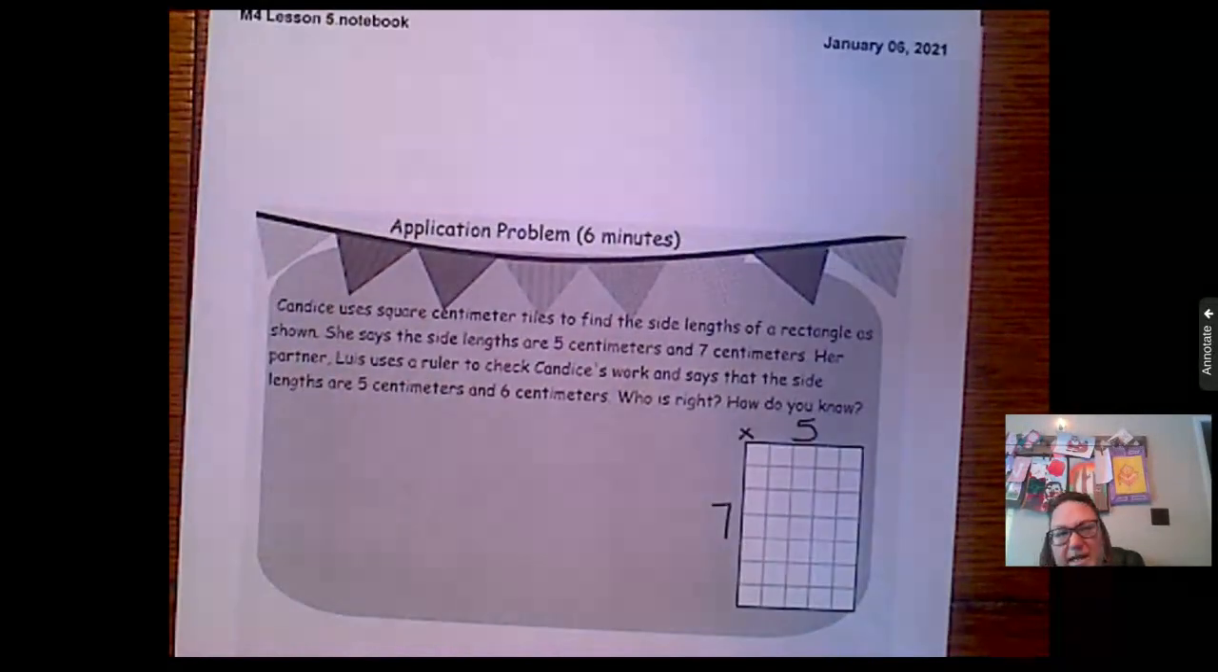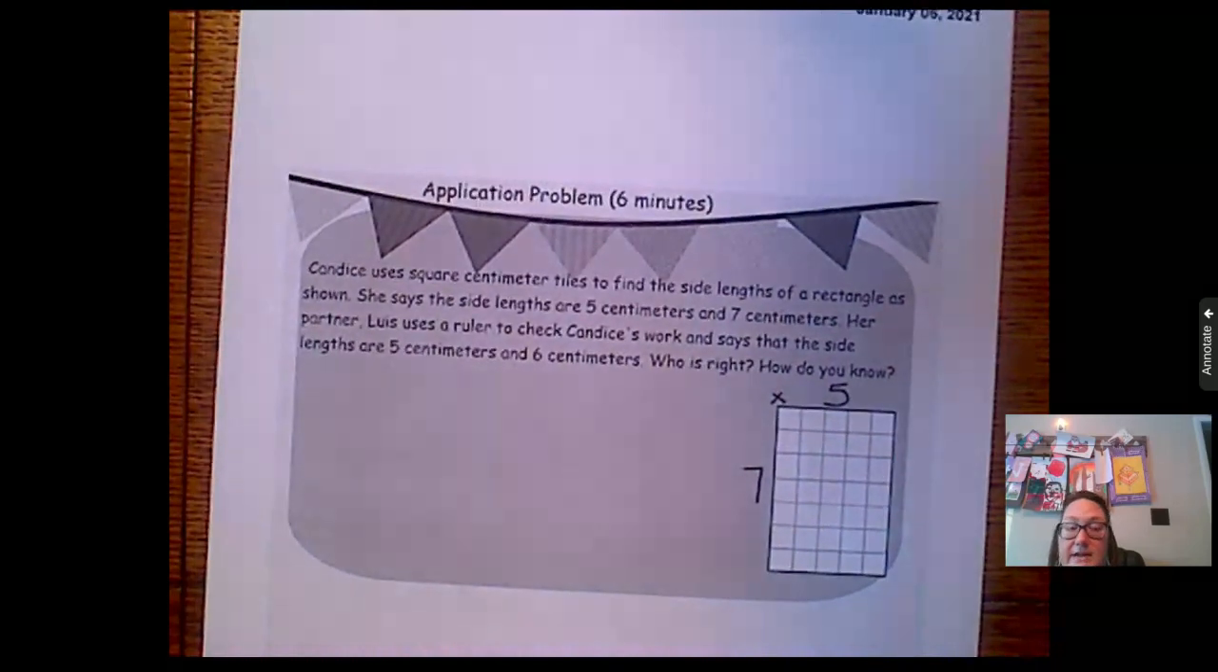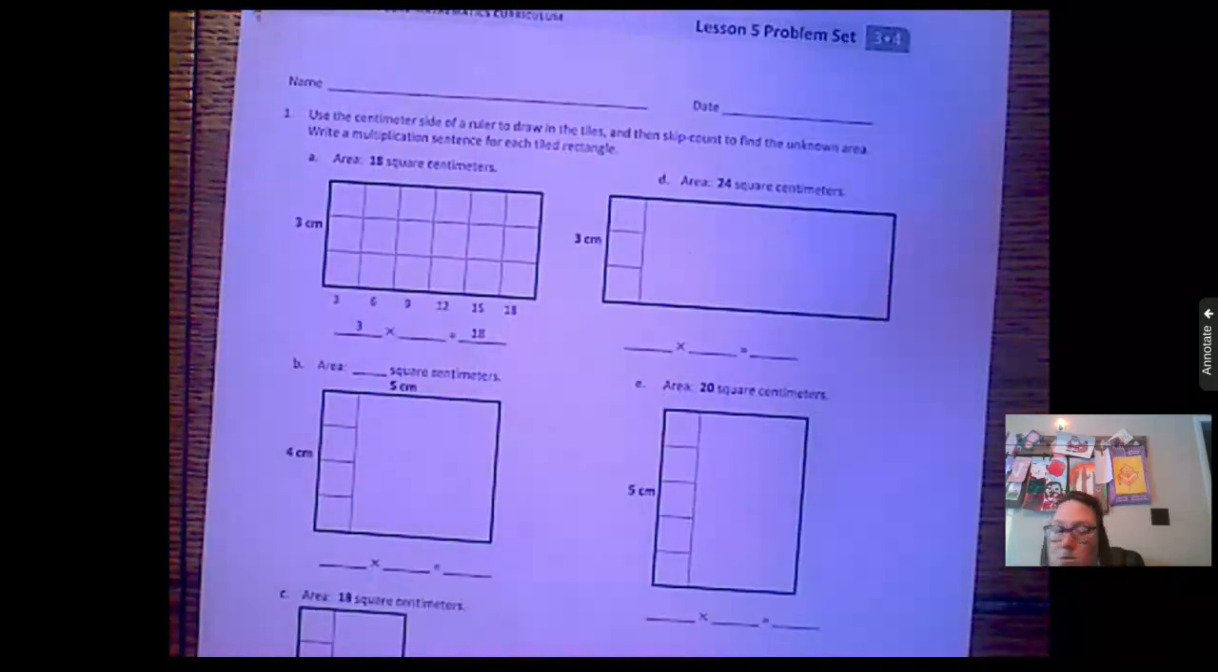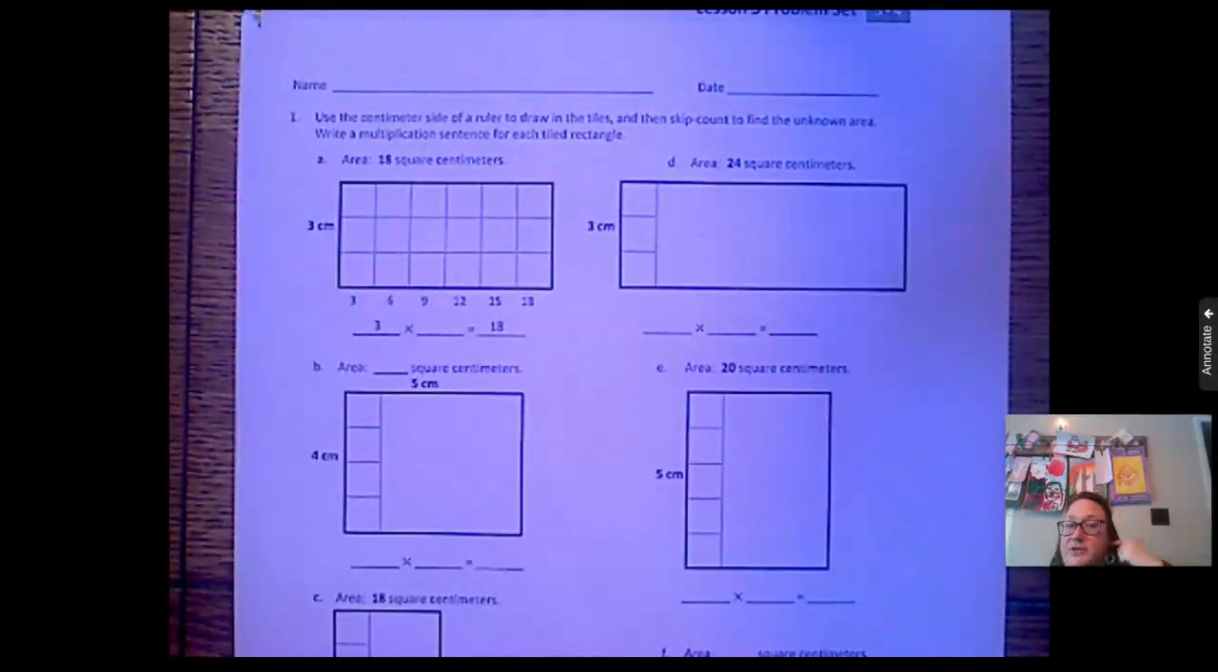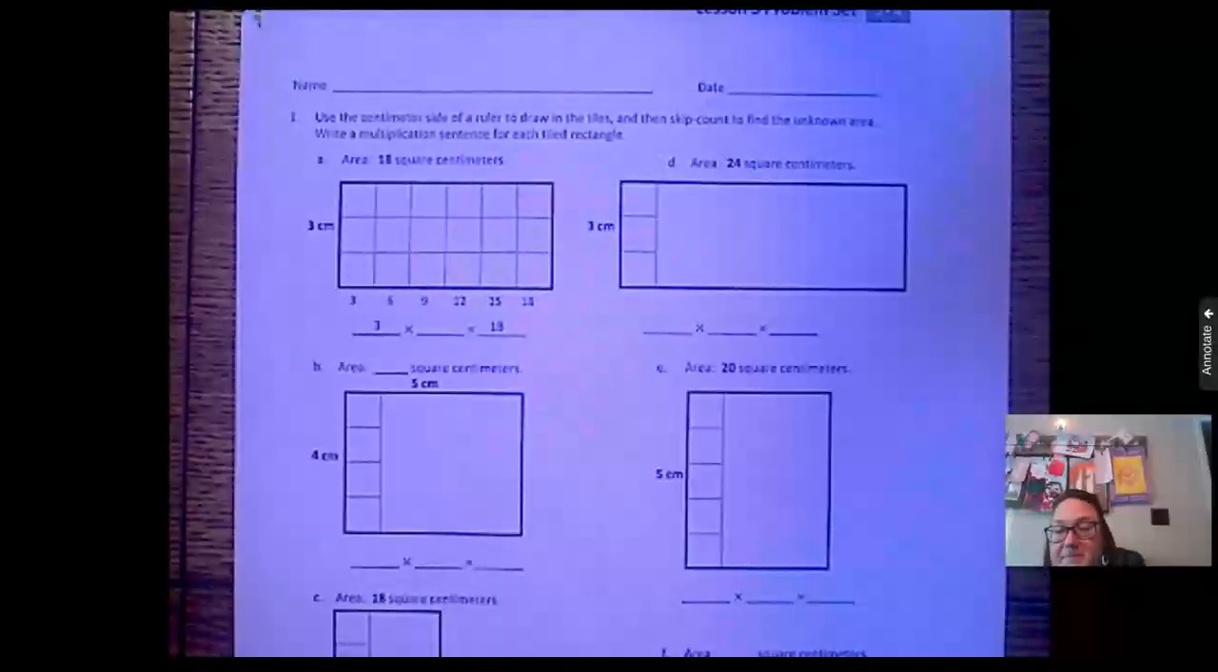Okay, so I'm not going to write it, but that was just a little warm up for us just to kind of get us thinking back into area and math. So we are going to jump right into our next lesson today. So like I said, we are on lesson 5 problem set. Go ahead and put your name and date on the paper if they're not there already, and make sure that you have your ruler ready to go.